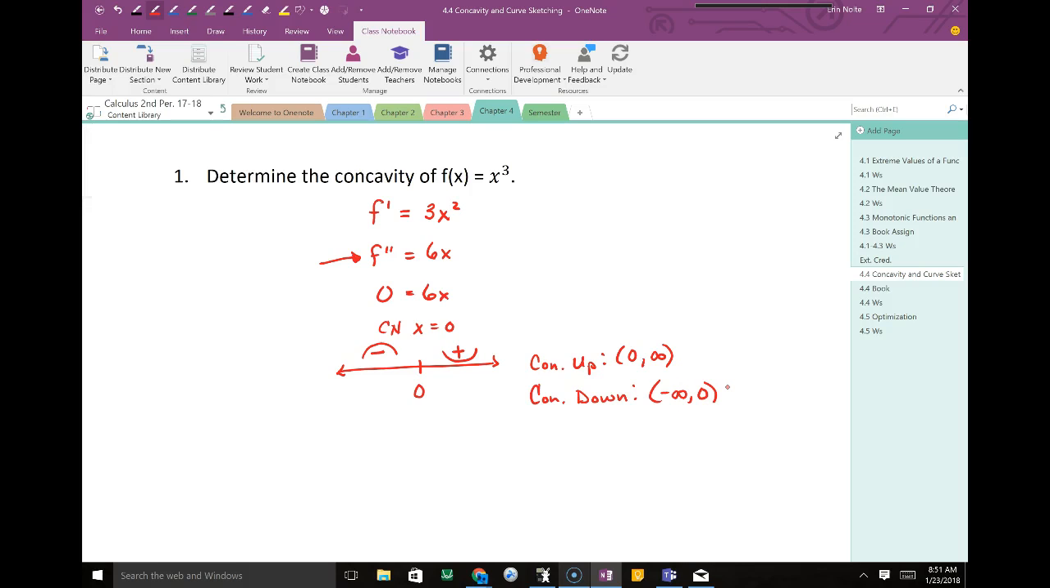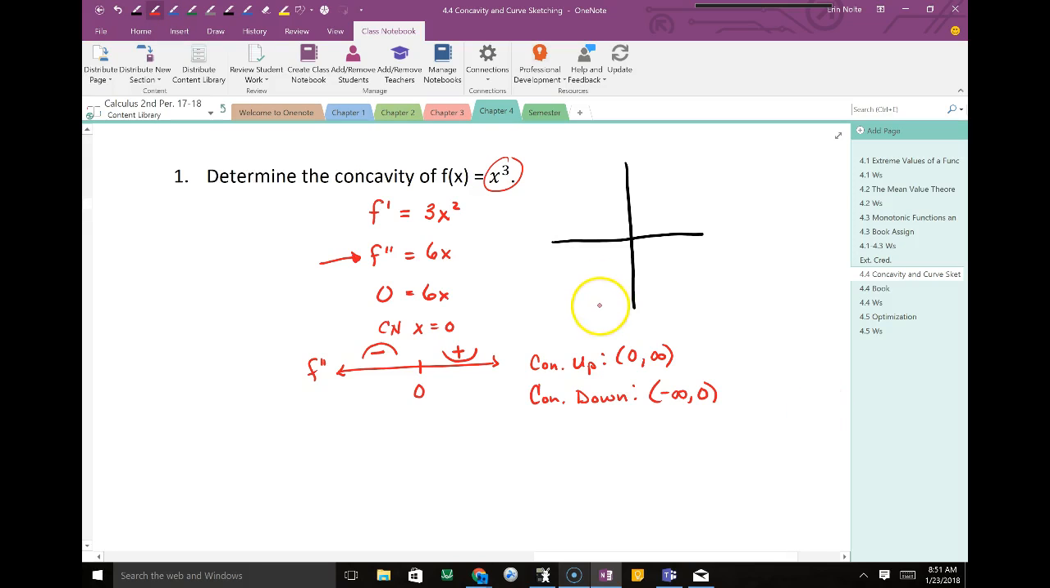So whatever thing I'm analyzing is the derivative that I'm using. So I'm using my second derivative to analyze concavity. Now I just want to show you what this looks like, just so you understand what the concavity is looking like. So if I draw this, we know that an x cubed function looks like what?